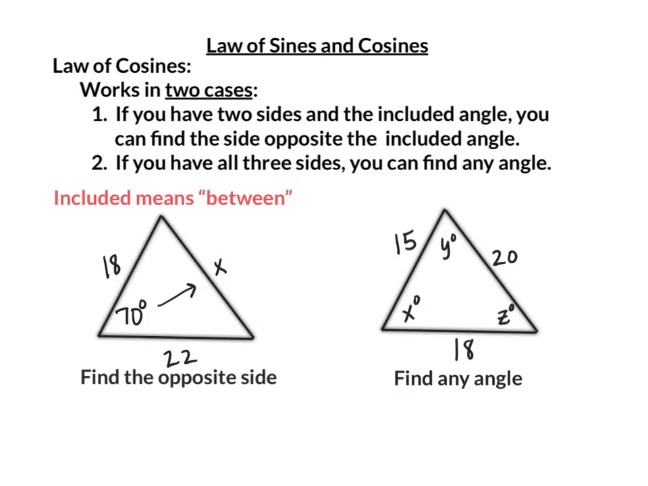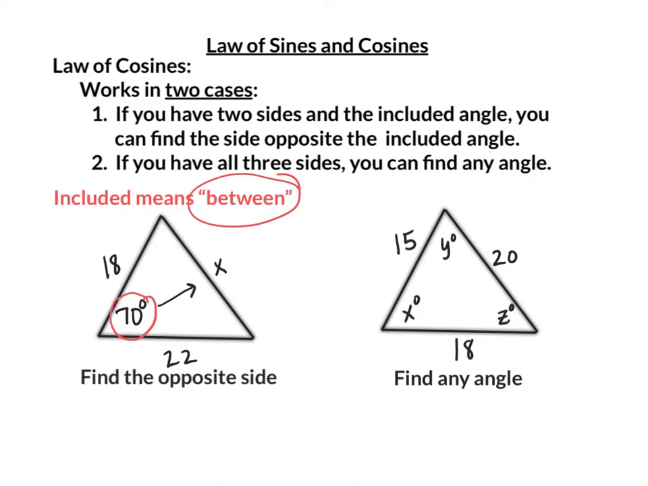The law of cosines works in two cases. Before we talk about what it looks like mathematically, you need to know these two or you don't know when to use it. The two cases are, if you have two sides and the included angle, you need to remember that included means between. So here we go. I've got an included angle. It's between the two sides.